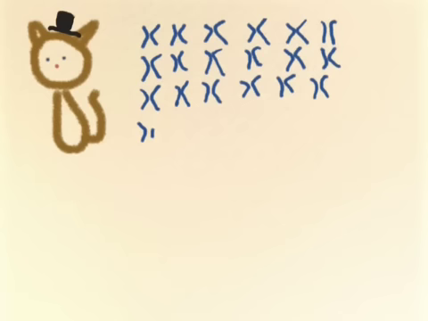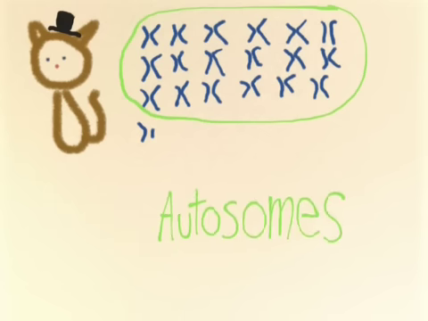So to start off, we have a little gentleman cat, and like all cats, he has 38 chromosomes. Each of those little blue lines is going to represent a chromosome. These 38 chromosomes are sorted into 19 pairs, and these are put into two groups. The first 18 pairs are grouped together and are what we call autosomes.